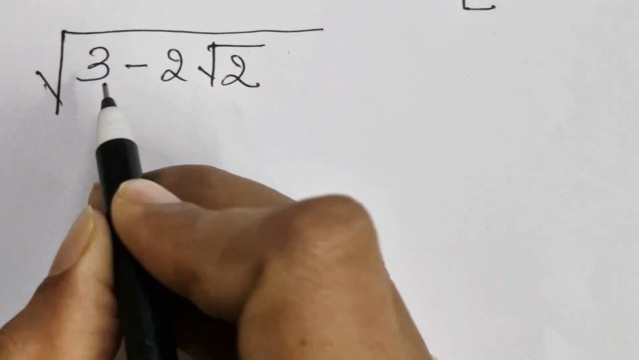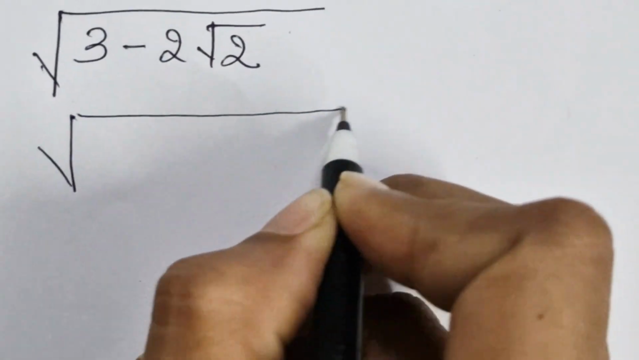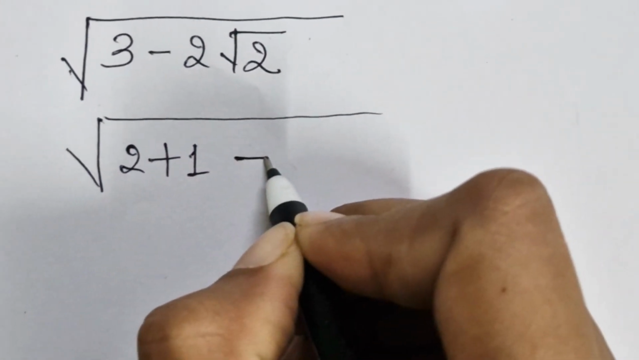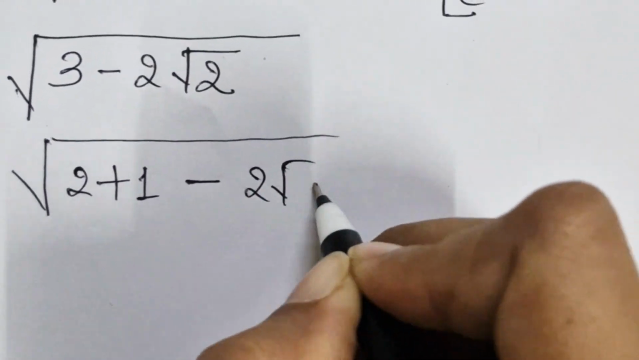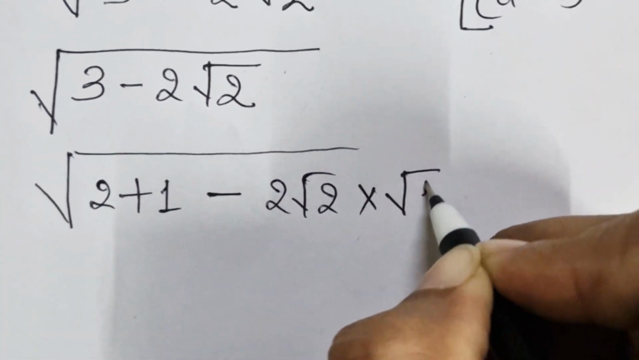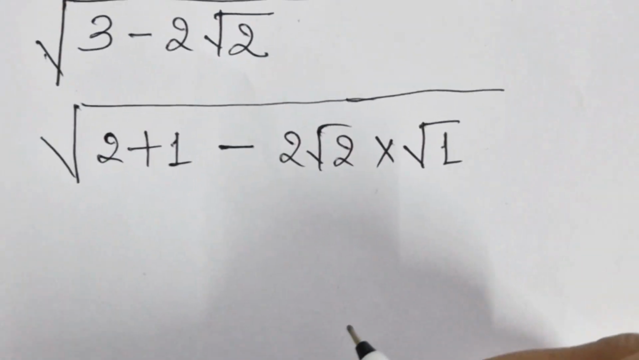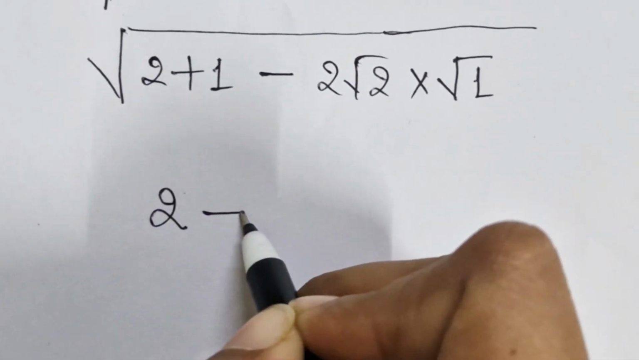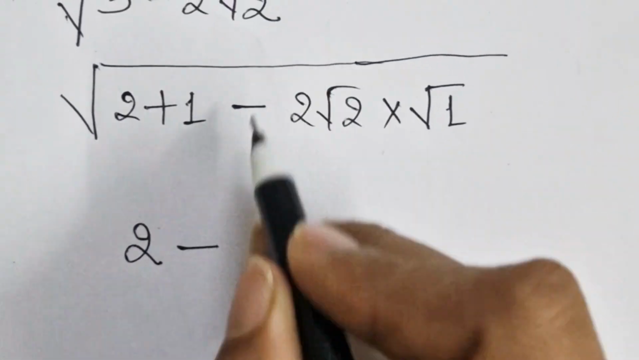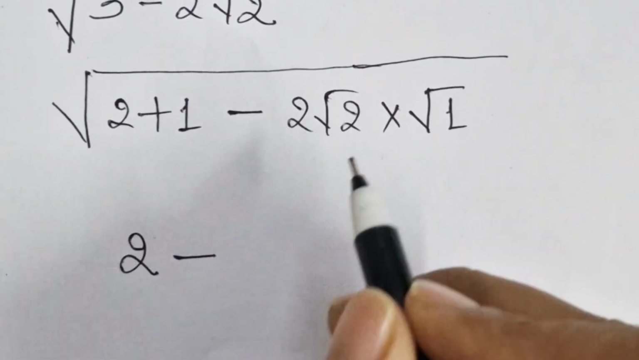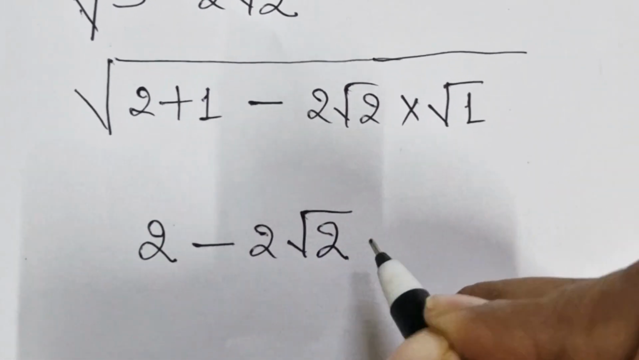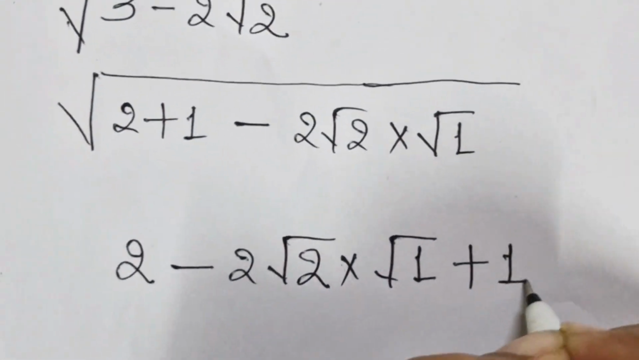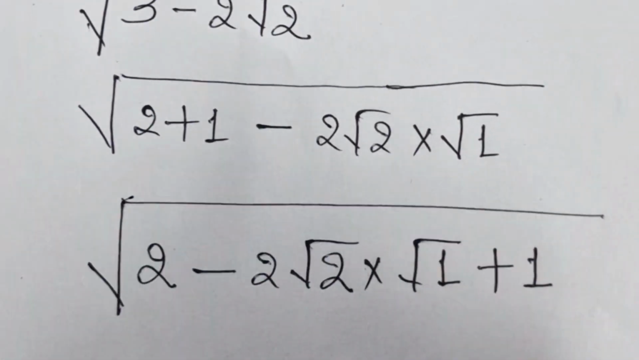So here we will write the 3 in the form of 2 plus 1. So we can write 3 as 2 plus 1. Here minus 2 root 2 into root 1, so this will be 2 root 2 only. Okay, so here again we will write 2 minus 2 root 2 into root 1. Then we will write this plus 1 here, and this will be whole under root.